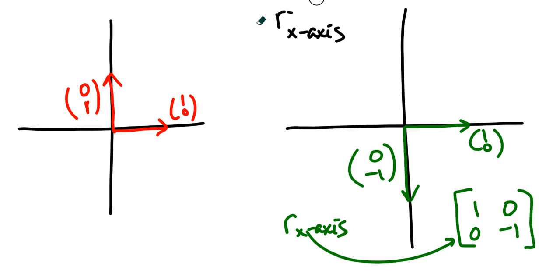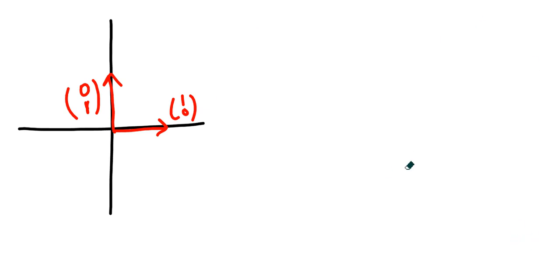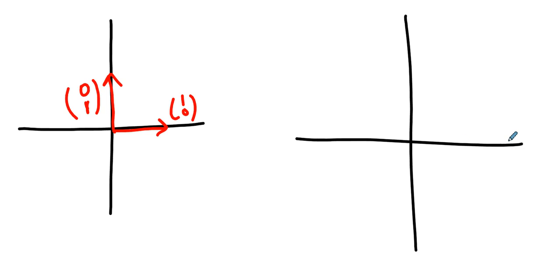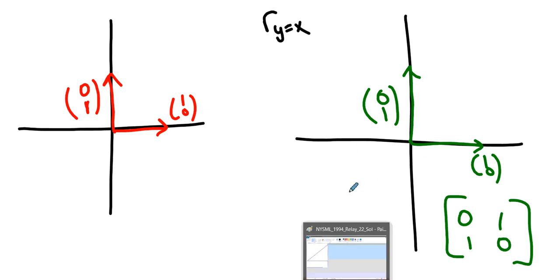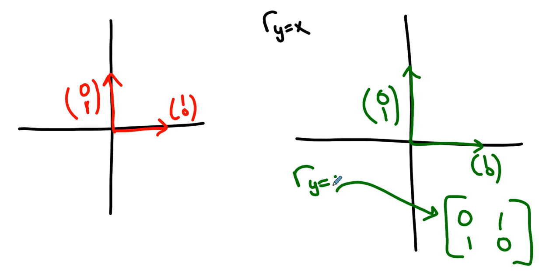Similarly, what if we want to reflect in y = x? Well, if we want to reflect in y = x, (1, 0) becomes (0, 1), and (0, 1) becomes (1, 0). So now being careful, (1, 0) became (0, 1), that's a column vector. (0, 1) became (1, 0), that's a column vector. This is the matrix that will reflect over y = x.